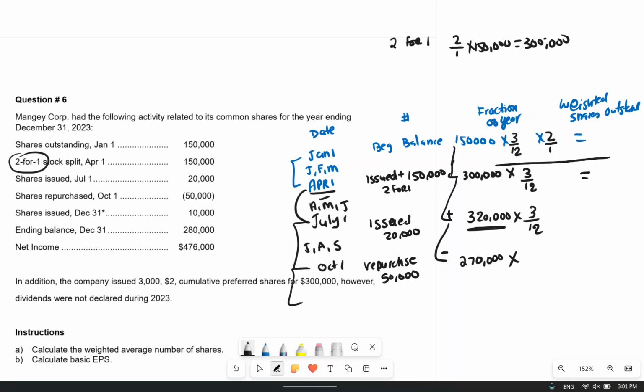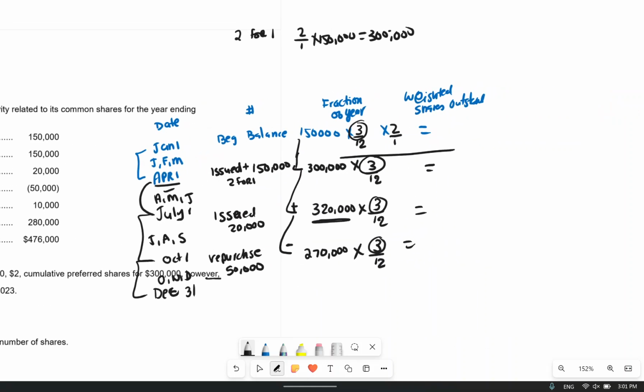Then we needed to go to December 31st. If shares were issued on the last date, we don't need to include it in the weighted average shares outstanding. So we have October, November, and December, 3 months. 3 plus 3 is 6, plus 3 is 9, plus 3 is 12. We needed to make sure that you don't calculate more than 12 months.